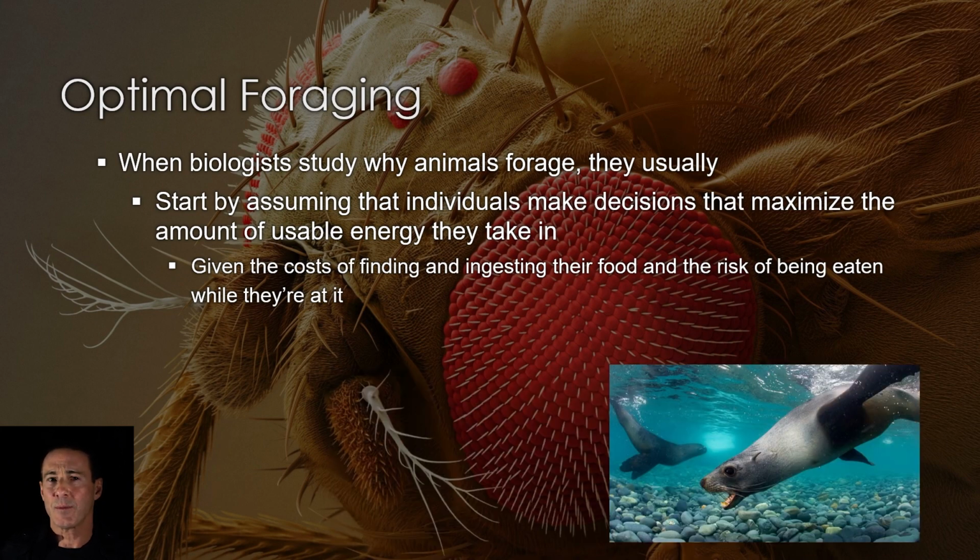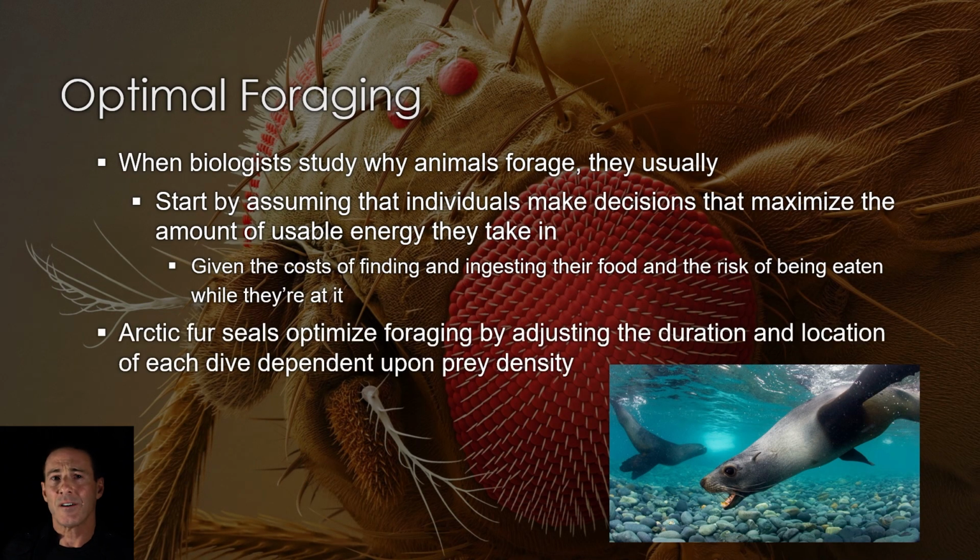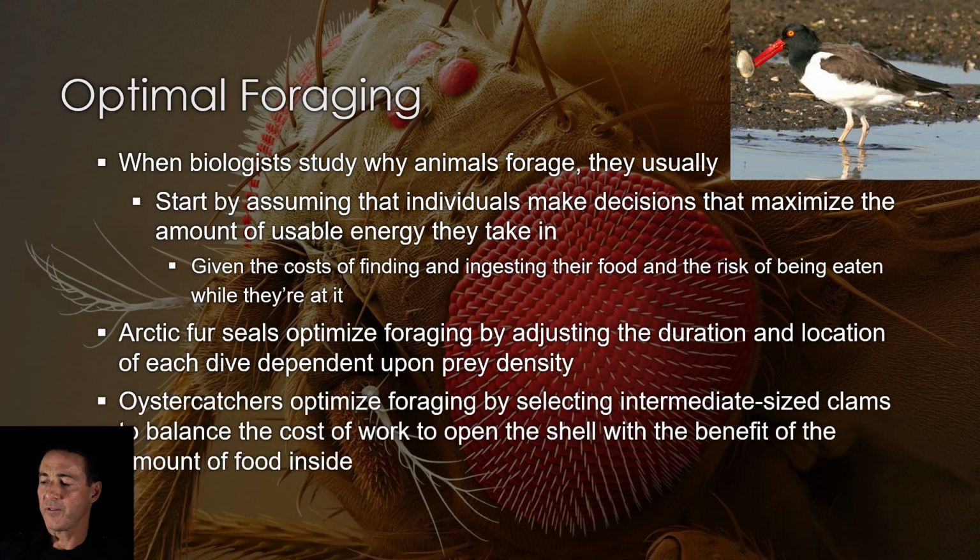Different animals have different types of choices and thus different variables subject to optimization. For example, Antarctic fur seals forage by diving for small shrimp-like krill. They optimize their foraging by adjusting the duration and location of each dive depending on the depth and density of patches of krill. Shorebirds, called oystercatchers, feed on a variety of prey, including clams, which they have to open to eat. They optimize their foraging by selecting clams of intermediate size. Small clams provide less energy than large clams, but opening large clams takes more effort and it can damage the bird's bills.